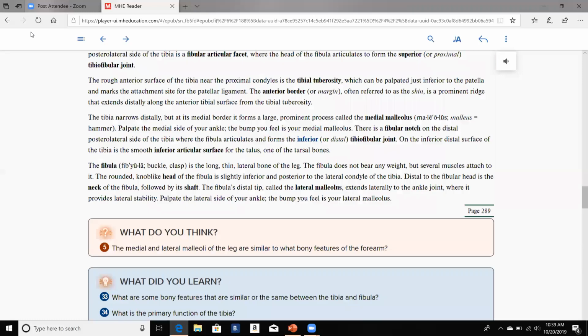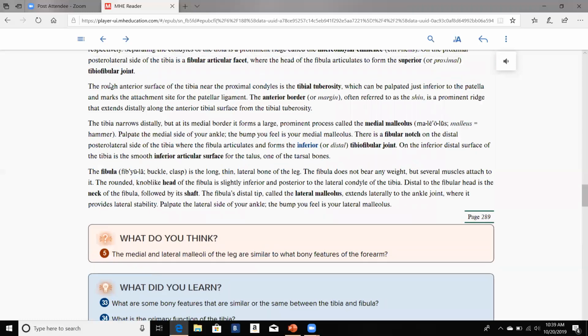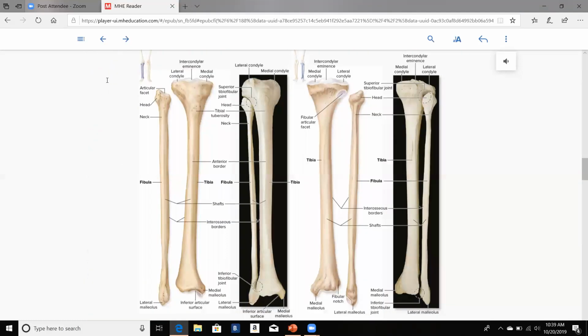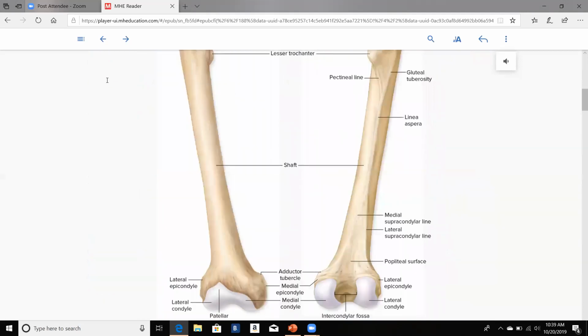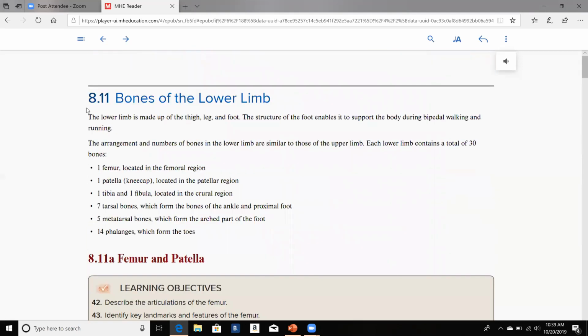So that's pretty much a summary of the bones and the bone markings. Again, I didn't go over everything, but those are the major structures that you're responsible for. If you have any questions, send me an email. Be sure that you go through your lab manual and you follow all the lists that are located in the lab manual for your bone markings.